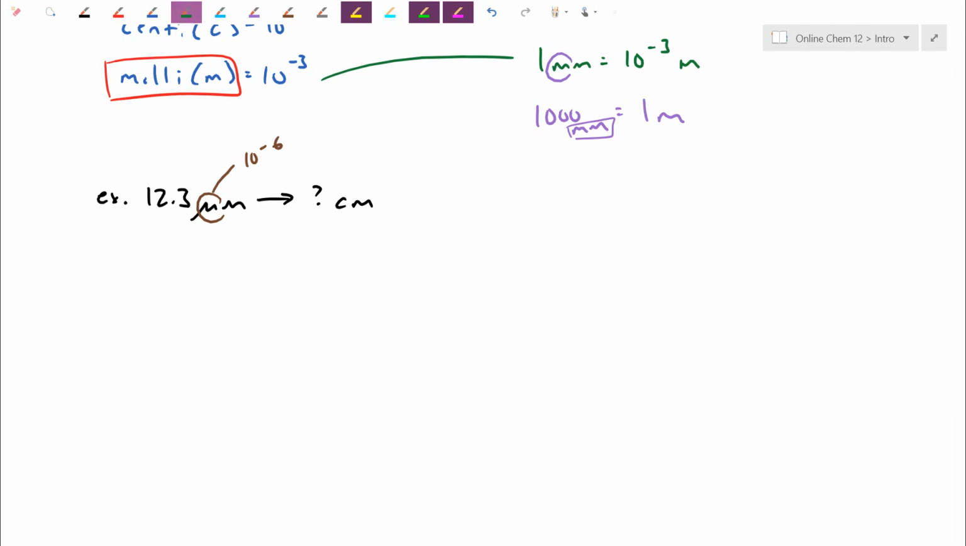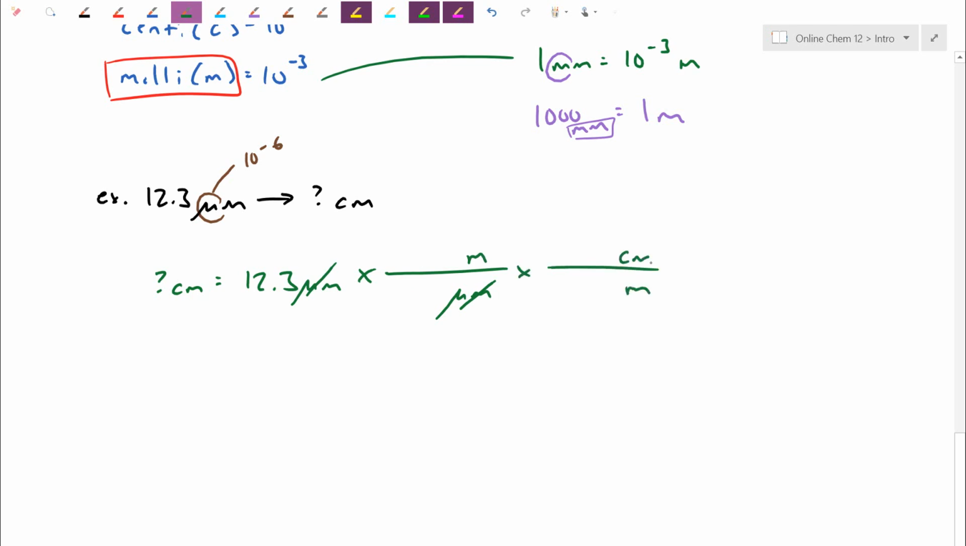So let's try it out here. Question mark centimeters, because I know my final answer should be centimeters. If you're ever stuck, just start off with the unit given, which is 12.3 micrometers. I want micrometers on the bottom so that unit cancels out. I want centimeters on top, but like we just mentioned, I may not know that conversion. So let's go from micro straight back into meter first, and then from meter over into centimeters.